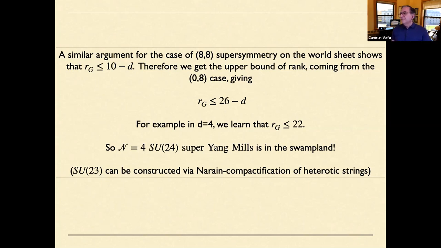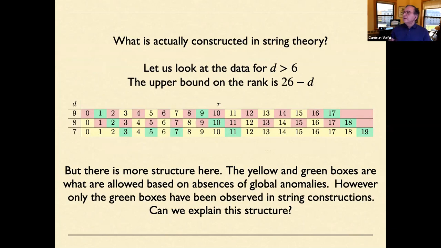SU(23), which is just the one allowed by this case, is actually constructible via Narain compactification of the heterotic string, as was shown by Narain. So indeed, we come to the question of what is actually realized, constructed in string theory.